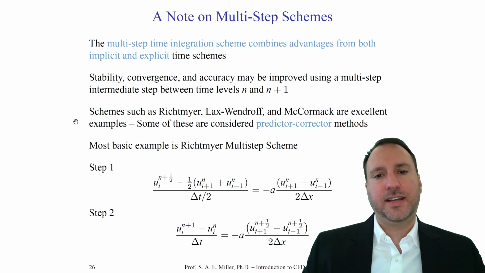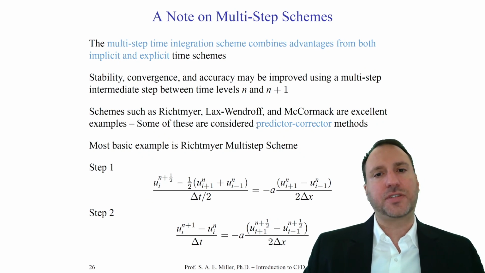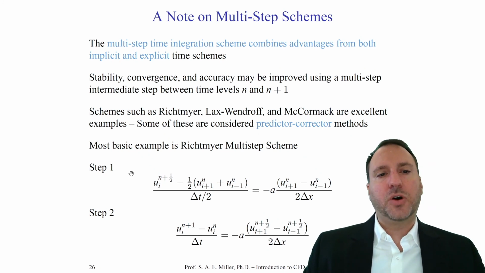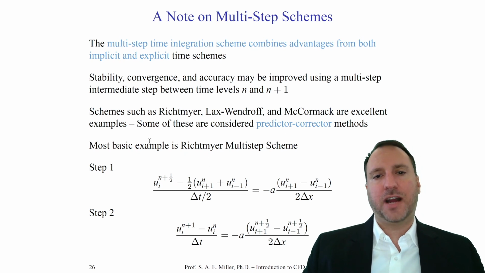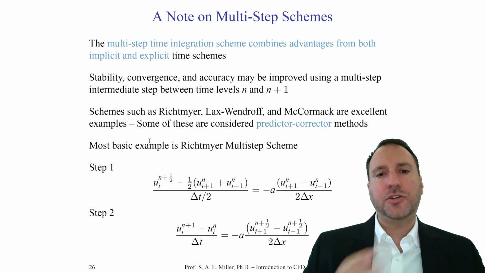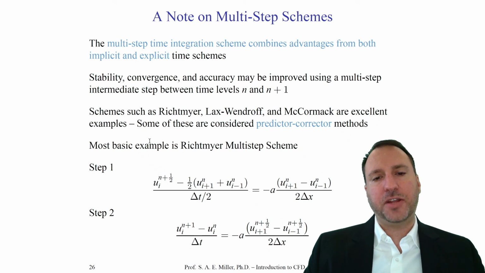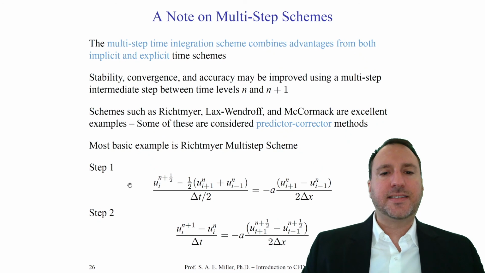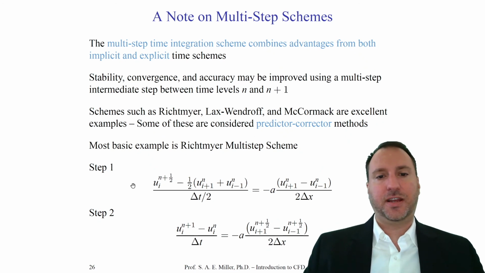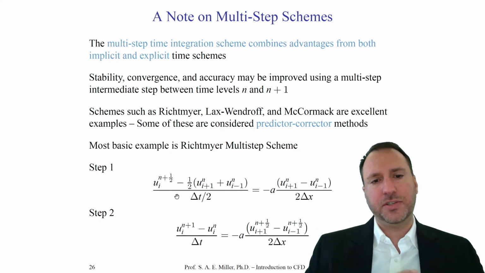These are all excellent examples of the so-called predictor-corrector schemes, which are a type of multi-step scheme. The most basic example is the Richtmyer multi-step scheme. These, of course, are named after their authors. Perhaps one day you'll come up with your own scheme which will be adopted by the community, and you too can have your name on the scheme. Wouldn't that be cool? In step 1, because it's a multi-step scheme, you can see we make an explicit time step for perhaps this particular discretized form of the equation, whose form is not too important.